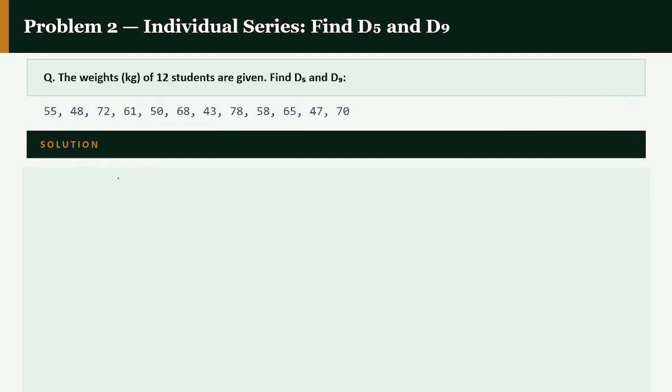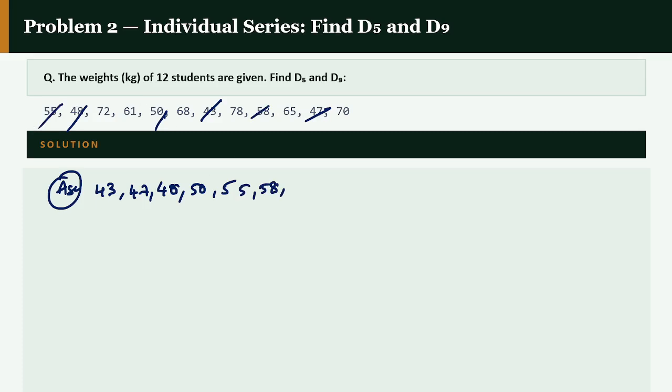And next, I'll find out D5. You calculate D9. First, let's arrange the data in ascending order. Let's see the least value here. It's 43. Next, 47. Next, 48. 50. 55 and 58. 61. 65, 68. 70, 72, 78.